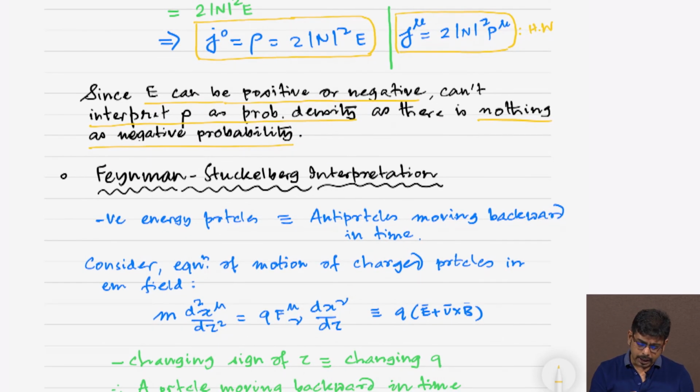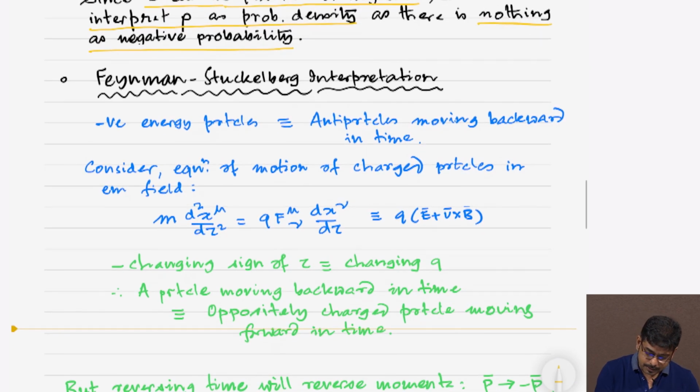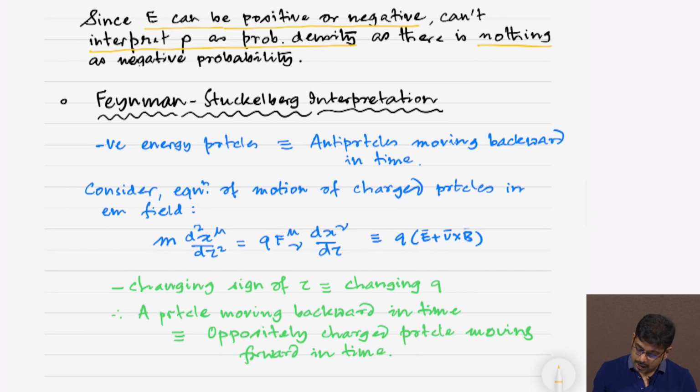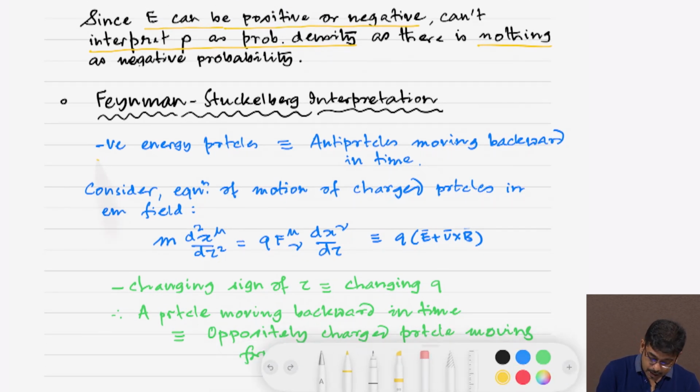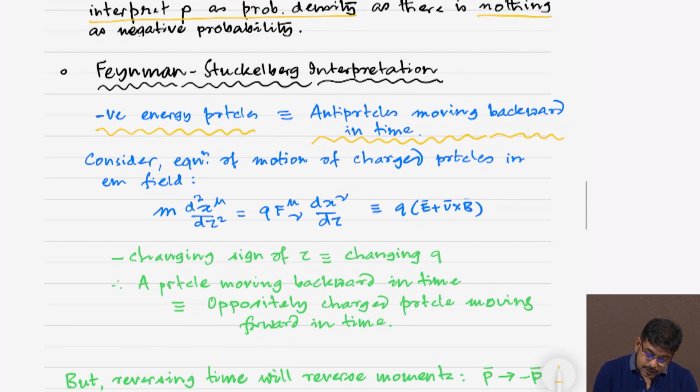Now, we are going to talk a little bit about the Feynman-Stuckelberg interpretation, as everybody was puzzled about what exactly these negative energy solutions may indicate. So, they proposed that there is a nice way out of tackling this, which is to say that these negative energy particles that you actually have are equivalent to antiparticles moving backward in time. Now, what does it mean? In order to do that, let us consider the motion of a charged particle in an electromagnetic field. Now, how shall I write this equation?